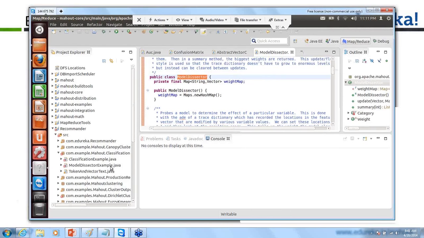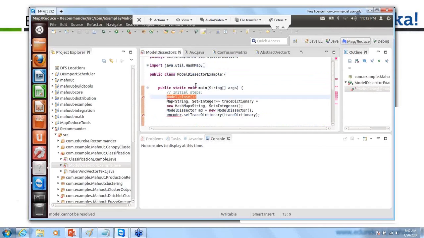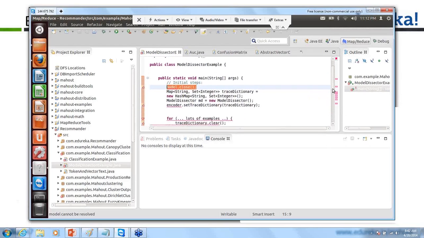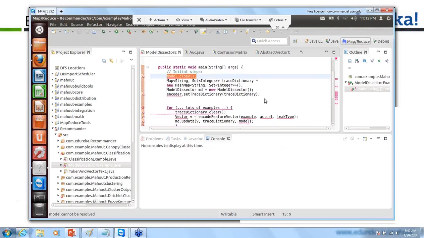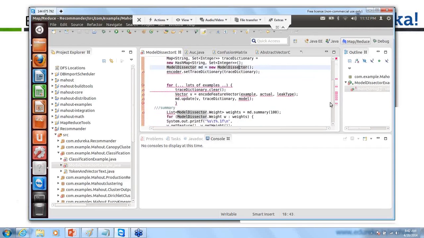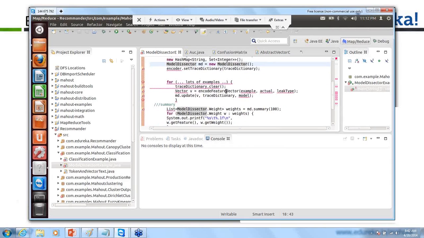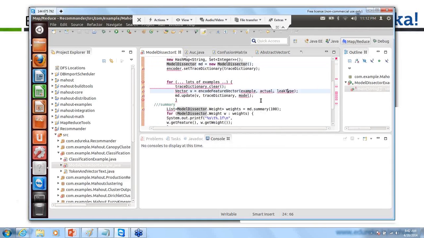If you are going to implement this, first you will have to close your model, meaning in your learning algorithm you will have to close it so that new data is not coming in. Then there will be a trace dictionary, as I told you. You need traces, you need a feature vector, and you need a model for the input. So in the trace dictionary you will clear it out, and then you will use this model dissector. Here, if you see this for loop, it means lots of examples and lots of different features you will use here, and then you will give it the encoder feature vector, this example, the actual value of that, and this leak type.